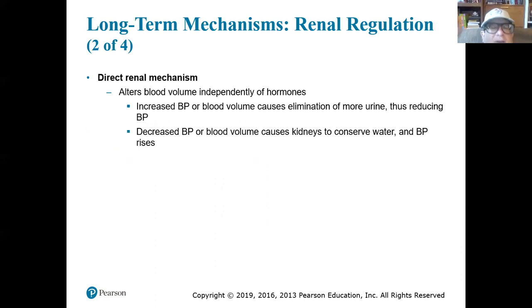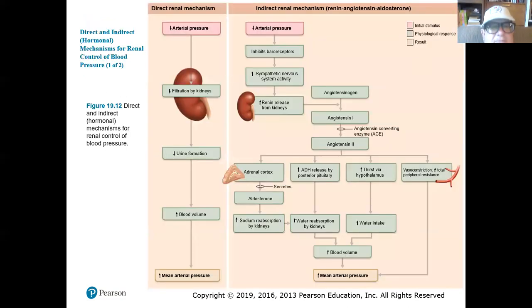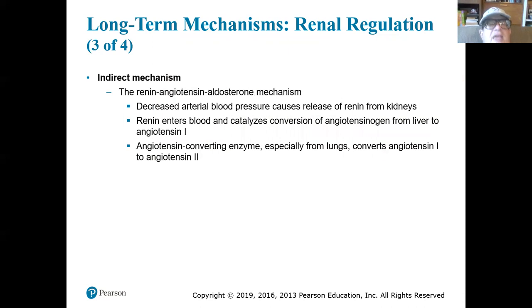Okay, so direct mechanism. If we have increased blood pressure or blood volume, we're going to make more urine to pee it out, to get rid of some of the volume and reduce the blood pressure. Straightforward. If we have decreased blood pressure or volume, we're going to have the kidneys try to conserve water so we can keep the volume up, raise the volume, and thus raise the pressure. Great.